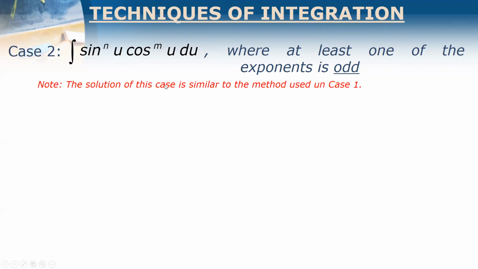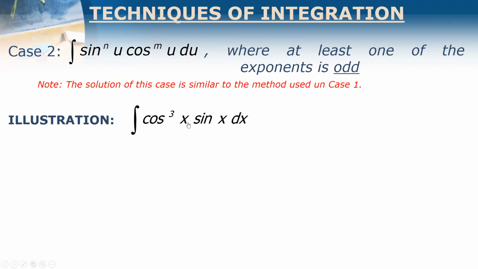Now, the solution of this case is similar to the method used in case 1, meaning you extract one cosine or one sine, because that is the technique in case 1. So same here. You extract one cosine or one sine. Okay. Illustration.